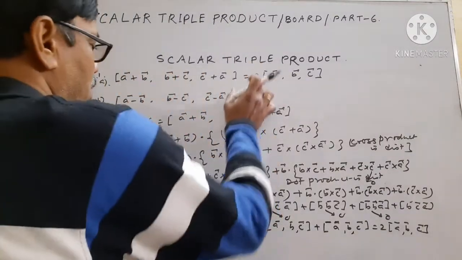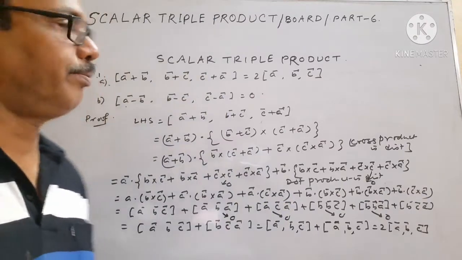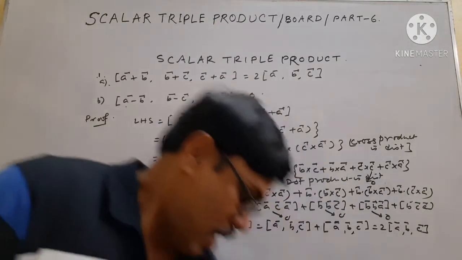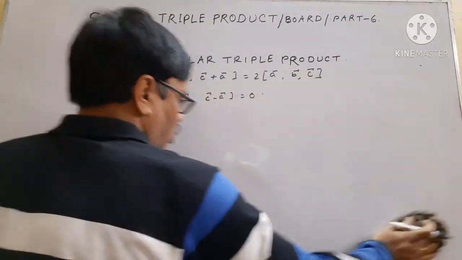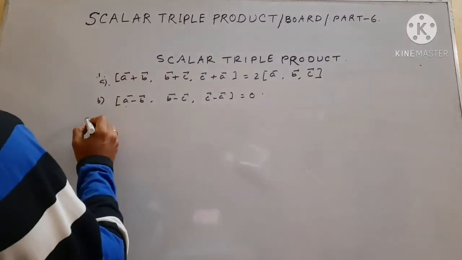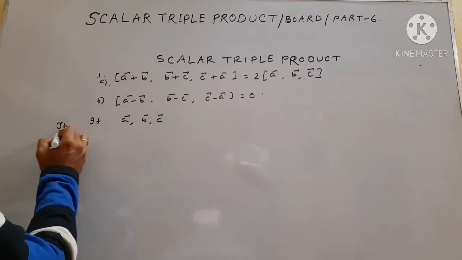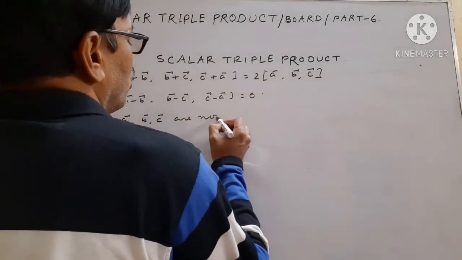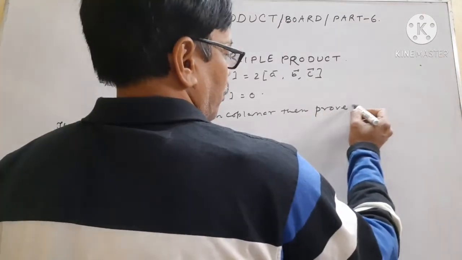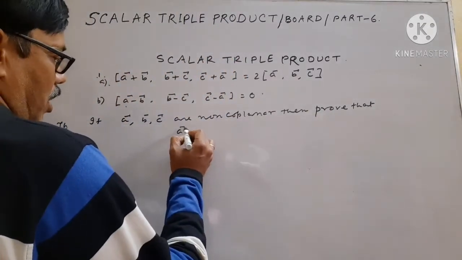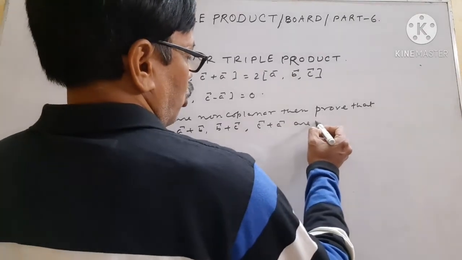Now this is your home task. If this one is negative, then this one is 0. Now, it may be given in twisted form. So look, alternatively, sometimes it is given in this form: if A, B, C are non-coplanar, then prove that A plus B, B plus C, C plus A are non-coplanar.